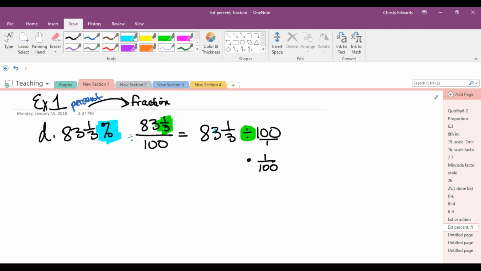Do you remember what else we do in fraction multiplication and division? We turn everything into an improper fraction using my favorite, the plus multiply, which I call the TX, the Texas rule, the Texas trick. 83 times 3 happens to be 249, plus 1 happens to be 250 over 3. You follow that?